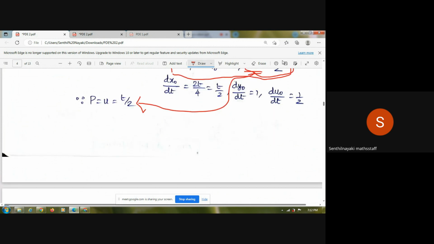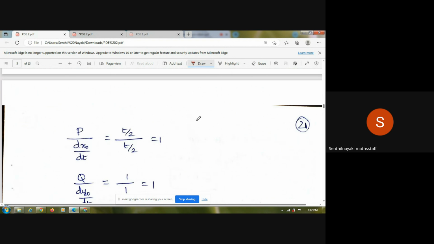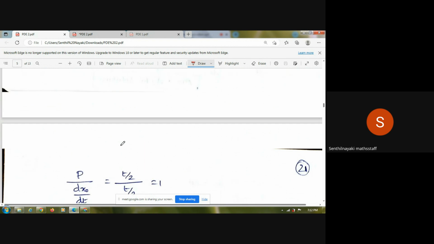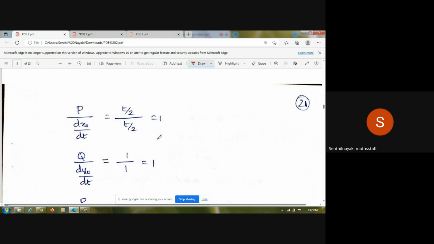Okay, then we have to find out the ratio. So capital P by dx naught by dt. What is capital P? t by 2. What is dx naught by dt? That is t by 2. So t by 2 gets cancelled, the value becomes 1.